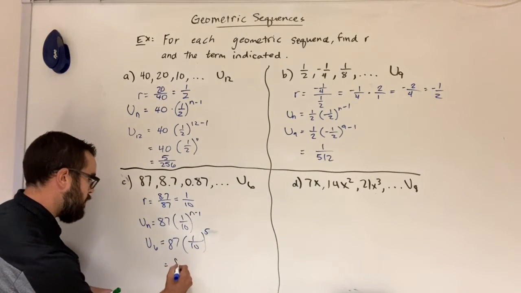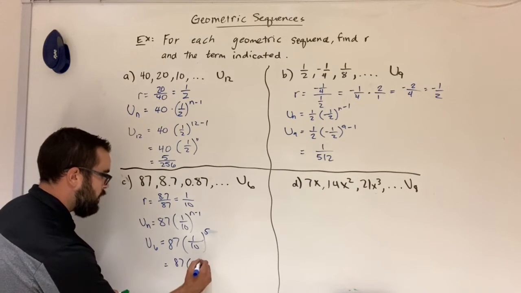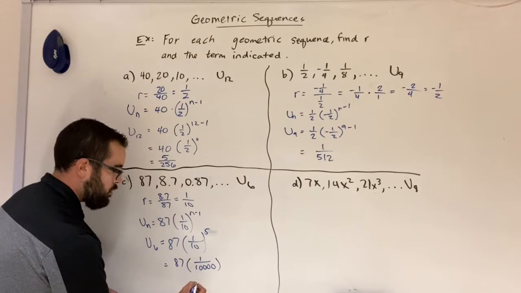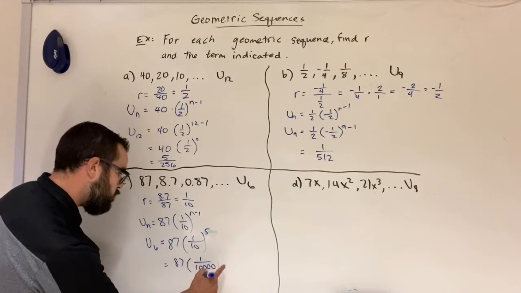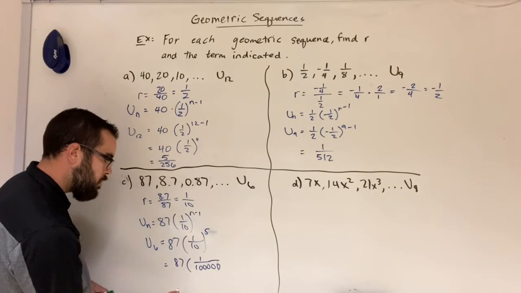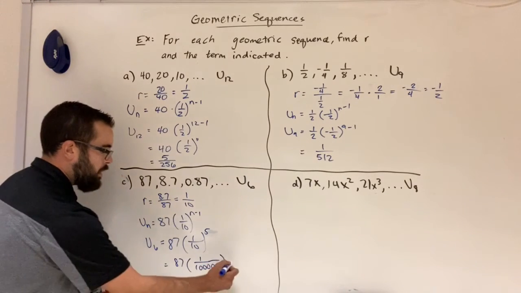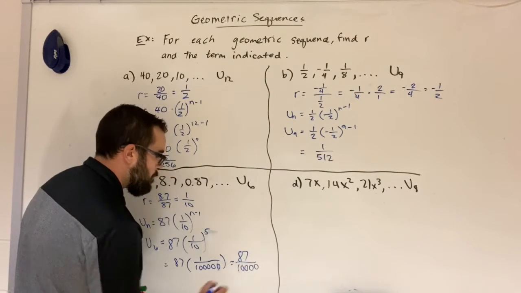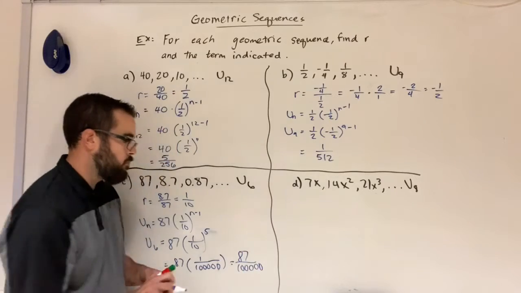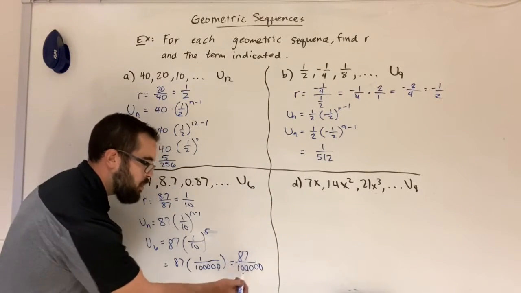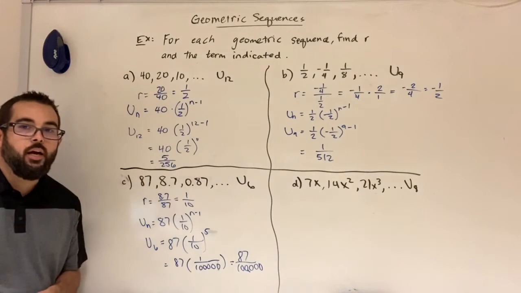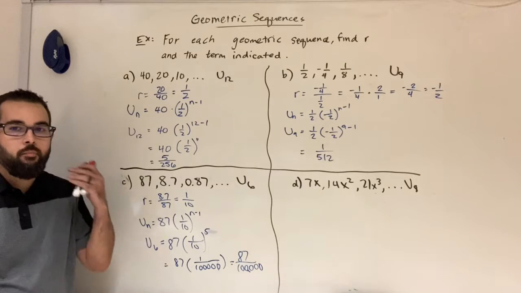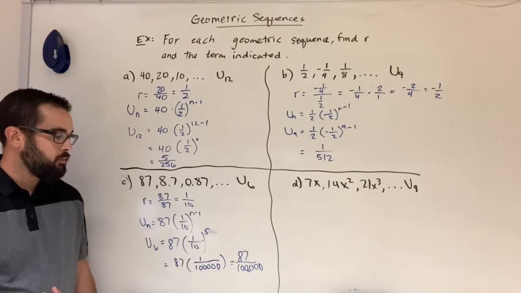So I have 87 times 1 over 1, 0, 0, 0, 0. I need one more 0. Here we go. So my answer is going to be 87 over 100,000. All right? Or you could do it in the calculator, and this may be a calculator problem since the numbers are kind of large.